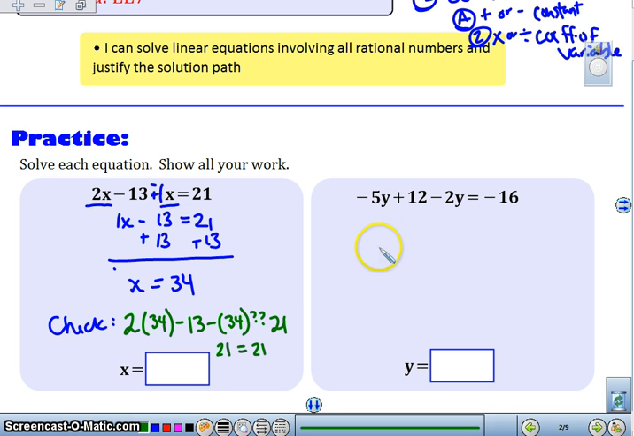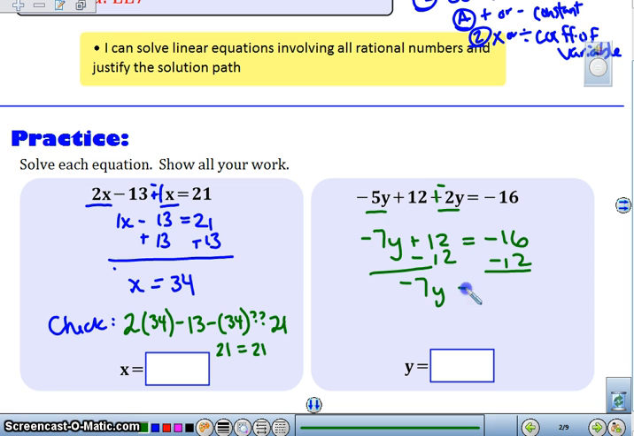Here's our next one that we're going to practice. This time, again, we want to add our like terms: negative 5y minus 2y. Again, for some of you that struggle with integers, rewrite it: negative 7y plus 12 equals negative 16. Don't drop those signs. We are now going to get rid of our constant 12, so subtract 12 from both sides, the inverse operation. Next we have negative 7y is equal to negative 28.